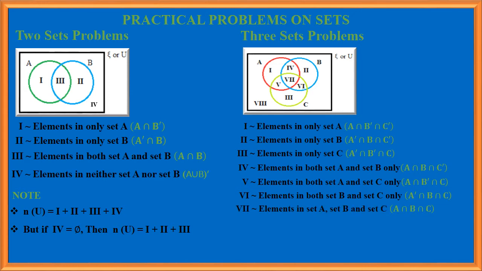Then we also have VII, which contains elements belonging to all the three sets. So in this case we have A intersection B intersection C. Then VIII contains elements which neither belong to set A, nor set B, nor set C. It doesn't belong to any of the three sets, and we represent that by the complement of the union of the three sets.